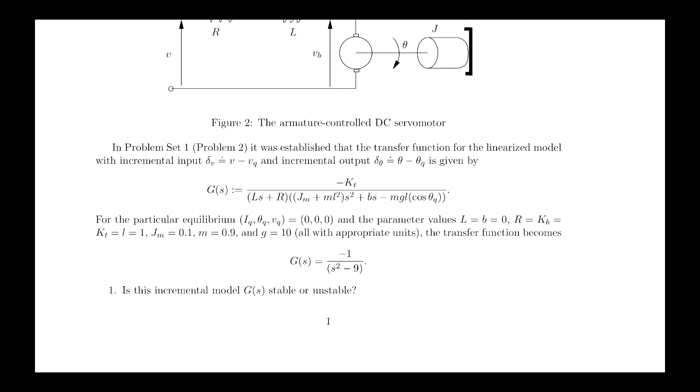All right, so the first question is saying, well, is this incremental model stable or unstable? If you rewrite this as s plus 3, s minus 3, you can see straight away that this system has a pole at s equals minus 3 and a pole at s equals 3. So there's one pole in the right half plane. And you only need one pole on the imaginary axis or the right half plane for the system to be such that the impulse response has a component that blows up as time goes to infinity.